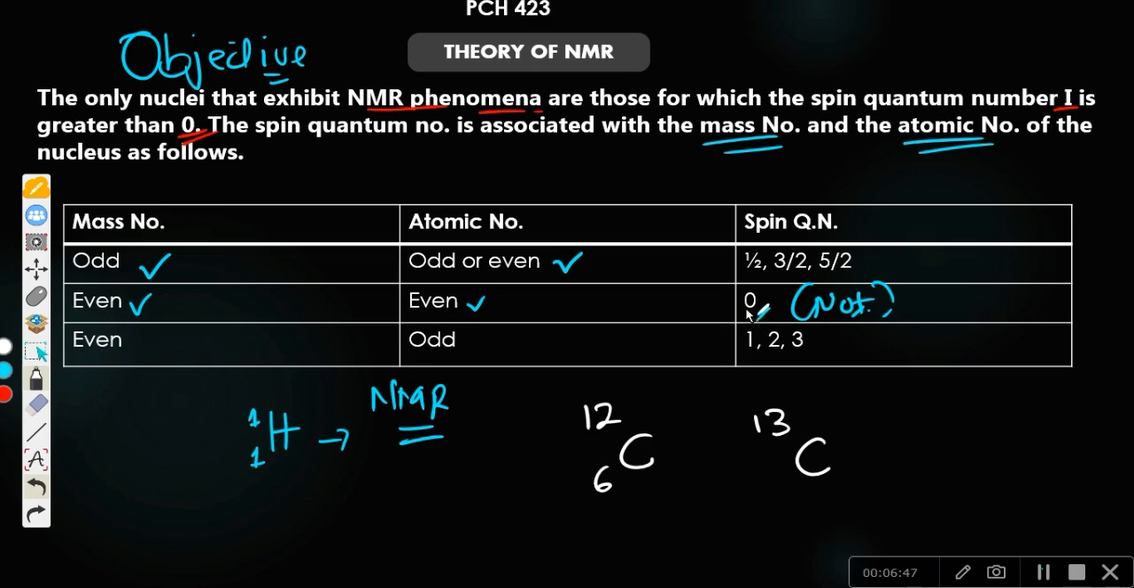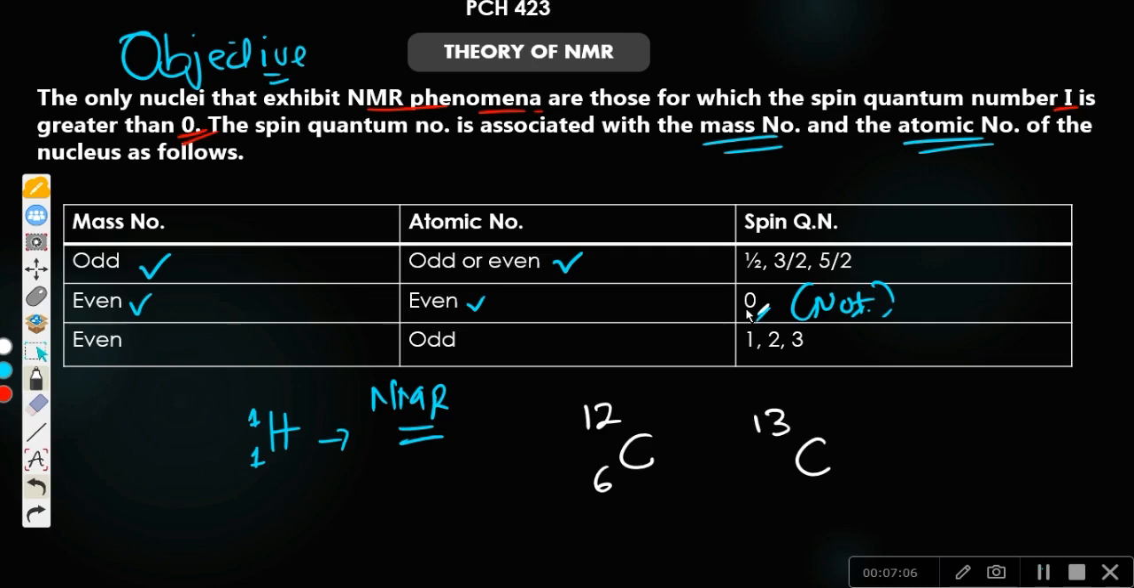0. All these are for your objective. You should take note of that. Is that okay? The spin quantum number is 0. So when the mass number is even and the atomic number is even, the spin quantum number is 0, and that cannot exhibit this NMR phenomenon we are talking about.